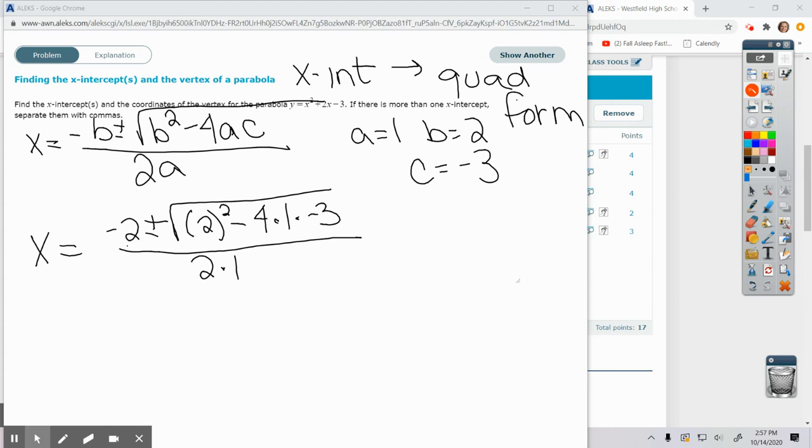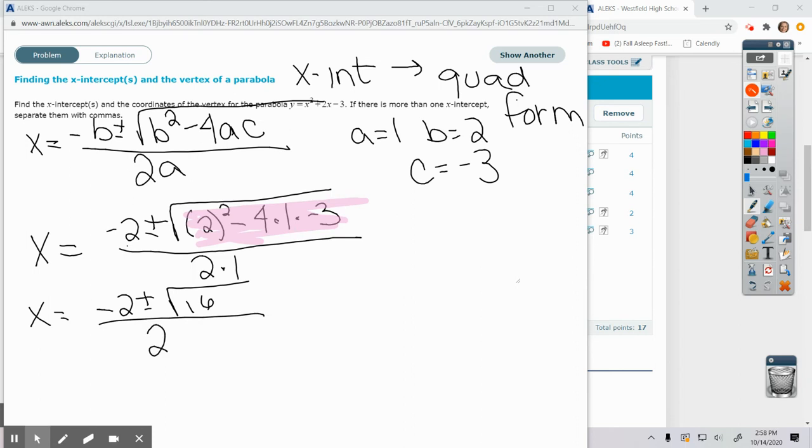What step do we need to do next? We need to simplify everything underneath the square root. So you, again, don't make any more work for yourself than you have to. You're more than welcome to use your calculator to do it. Just make sure you're typing it in exactly how you see it. So when we simplify underneath the square root, we now have x equals negative 2 plus or minus the square root of 16 all over 2.